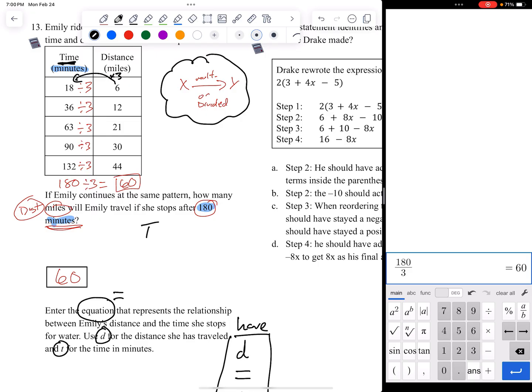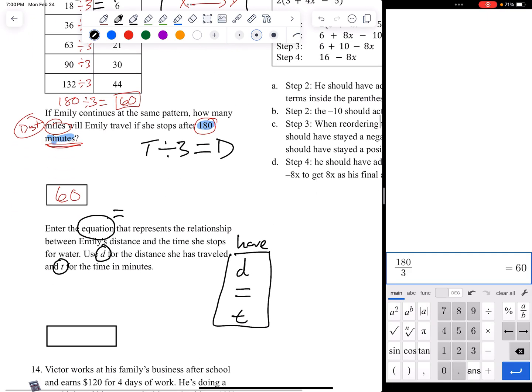So on my table, I started with time. You see that? I started with time. To get to distance, aka to equal 6 or equal 12 or equal 21, I took the time and I divided by 3. So I took time, divided by 3. Then I got my distance.